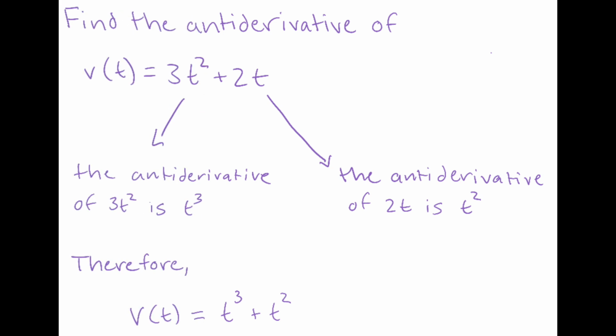For our specific problem, we have to find the antiderivative of v of t, which is equal to 3t squared plus 2t. To do that, we integrate each term and use the power rule of integration. We get that the antiderivative of 3t squared is t cubed, and the antiderivative of 2t is t squared, therefore making the antiderivative of the velocity, V of t, equal to t cubed plus t squared.